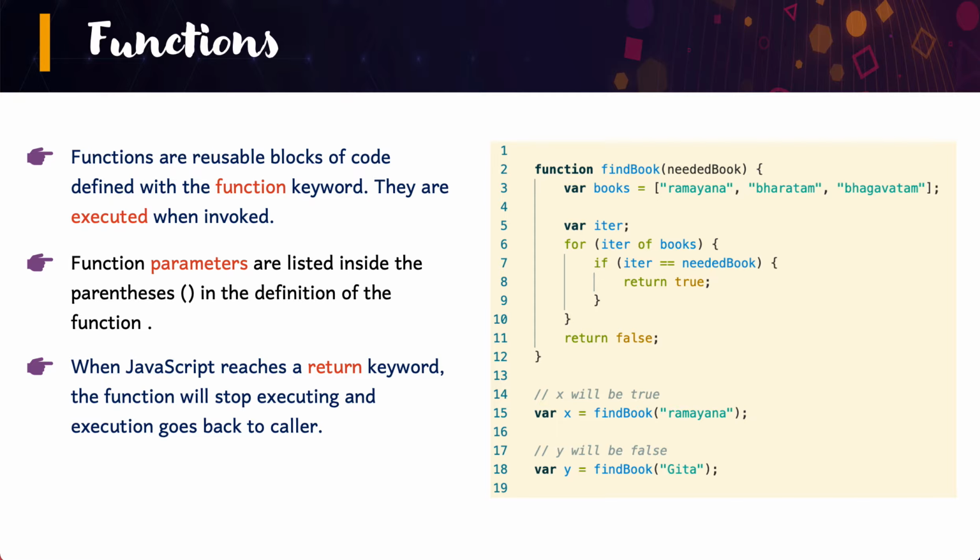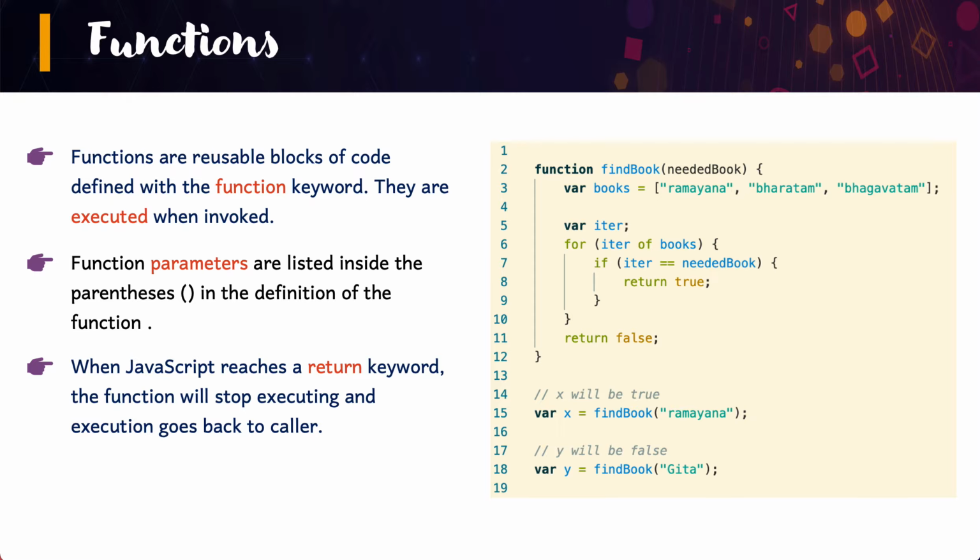When we invoke this function from line number 15, the parameter needed book will be initialized to the string Ramayana and will be searched inside the array. Because we have that book in the array, line number 8 will be hit and it returns true. The returned value will be assigned to the variable x. This is much like any other programming language. There is no difference here, except that there are no data types. The return happens very similarly.